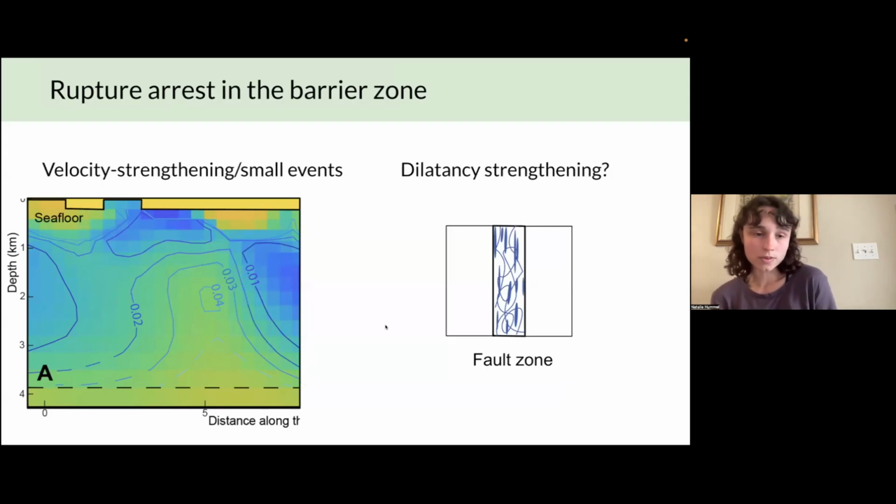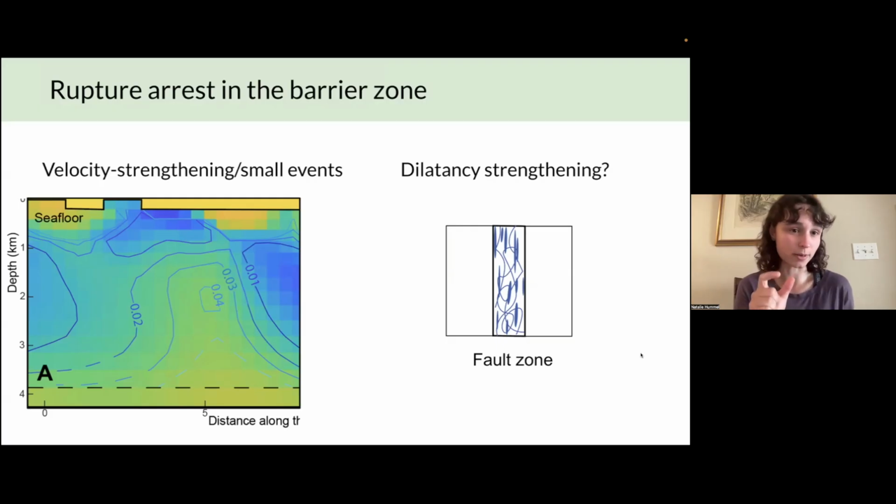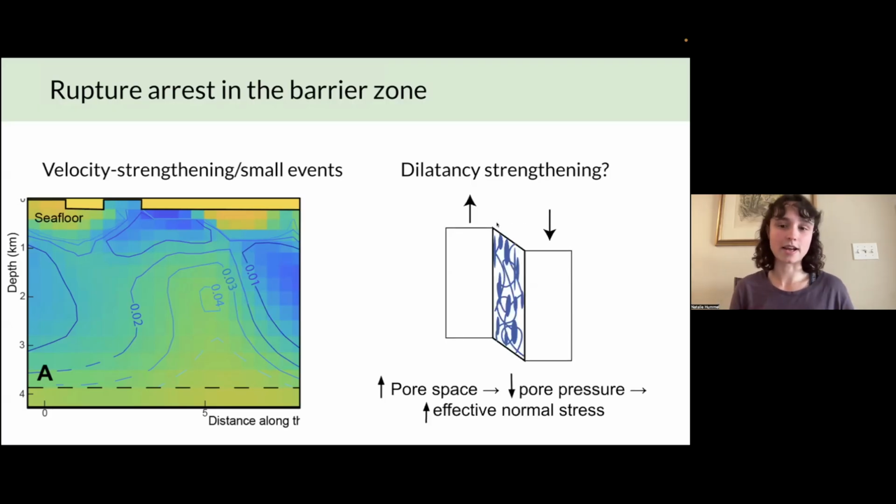People have also proposed dilatancy strengthening as a mechanism for arresting rupture in this area. So dilatancy strengthening is a process that is co-seismic, so it happens on a short time scale. Essentially, you assume that in your fault zone you have some porosity, and then during an earthquake, you get some expansion of that space. So the pore space increases, which means that if you have the same amount of fluid, the pore pressure goes down, which increases the effect of normal stress and can kind of clamp the fault shut and can arrest rupture co-seismically.